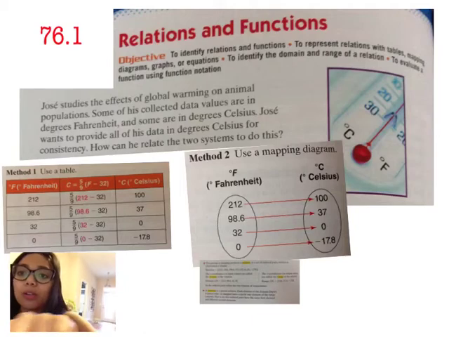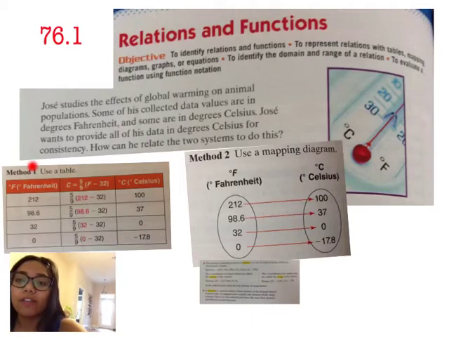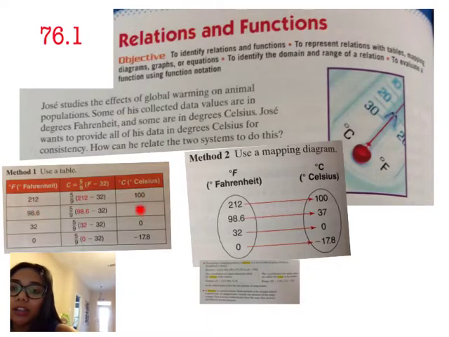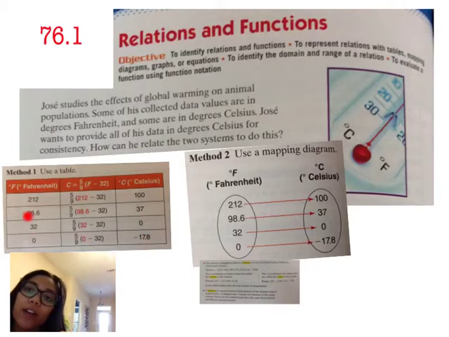So this is what a table looks like, which you're aware of. They have the Fahrenheit, and then this is the equation. And all they did was plug in the Fahrenheit. So when Fahrenheit is 212, the Celsius is 100. When Fahrenheit is 98.6, the Celsius is 37. When Fahrenheit is 32, the Celsius is 0. When Fahrenheit is 0, the Celsius is negative 17.8. All they did was plug Fahrenheit into the equation to get Celsius.